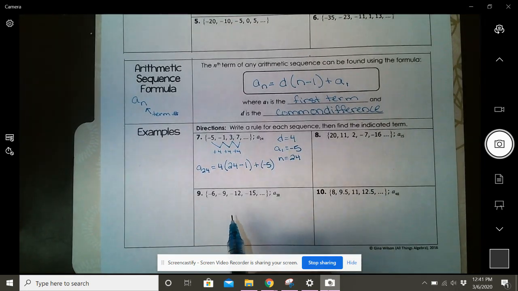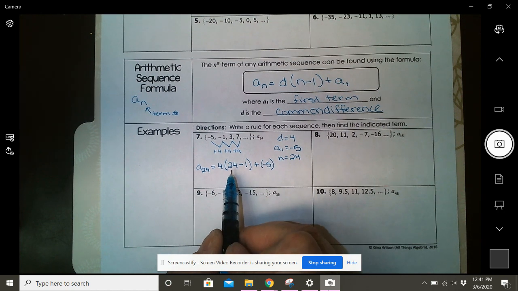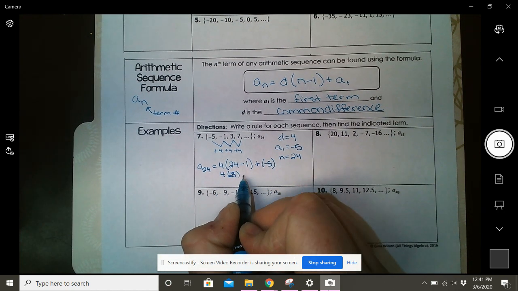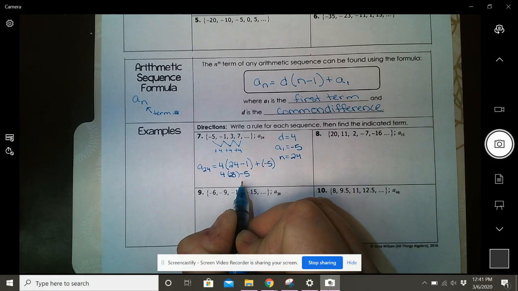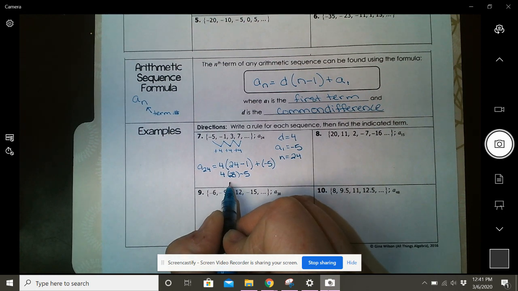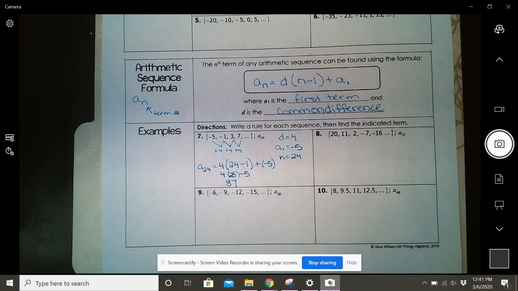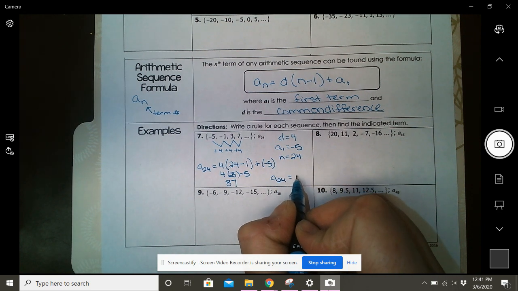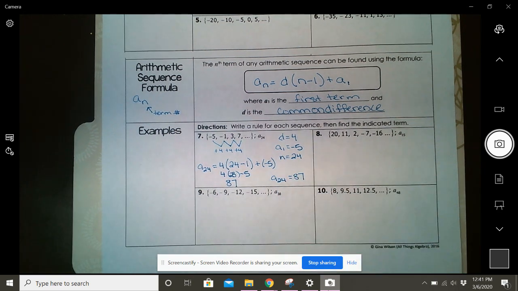So now all I have to do is simplify. 24 minus 1 is 23. 4 times 23 minus 5 is 87. So the 24th term of this sequence is 87.